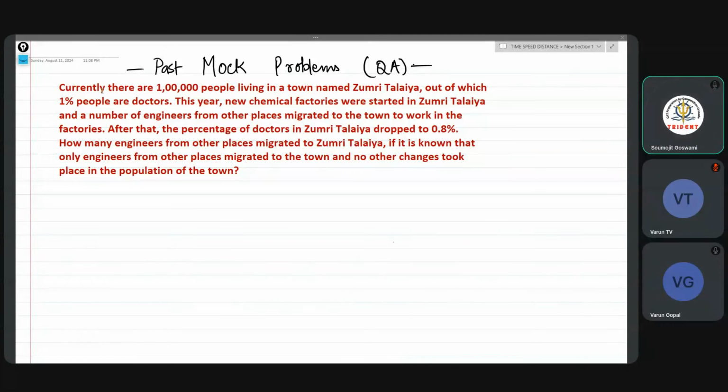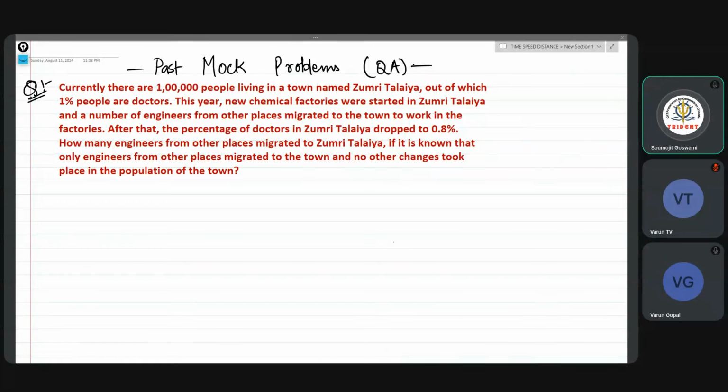So this is the first question in our repository. Let's look into this question. This question says, currently there are 100,000 people living in a town named Jhumri Talaiya, out of which 1% people are doctors. This year, new chemical factories were started in Jhumri Talaiya, and a number of engineers from other places migrated to the town to work in the factories. After that, the percentage of doctors in Jhumri Talaiya dropped to 0.8%. How many engineers from other places migrated to Jhumri Talaiya? If it is known that only engineers from other places migrated to the town and no other changes took place in the population of the town.